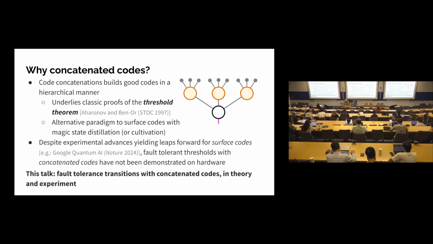But despite a lot of experimental advances that we've been hearing about in this workshop that have led to a lot of progress, particularly with surface codes, the observation of a fault-tolerant threshold with concatenated codes has not been demonstrated on hardware until this work. So today I'm going to tell you about how we explored these fault tolerance transitions in both theory and implemented it on a quantum device.